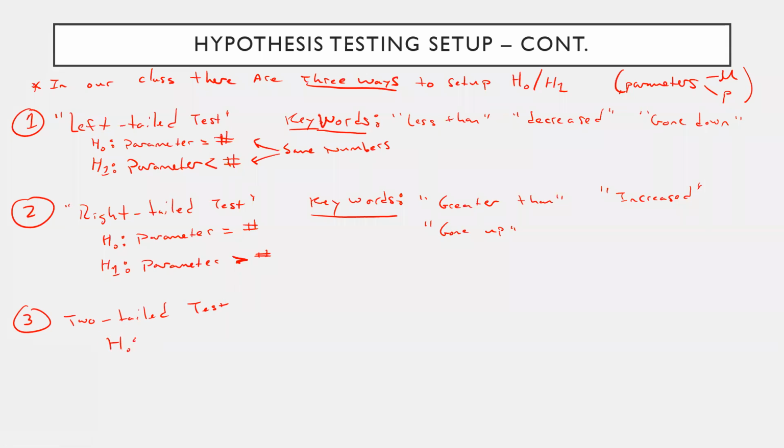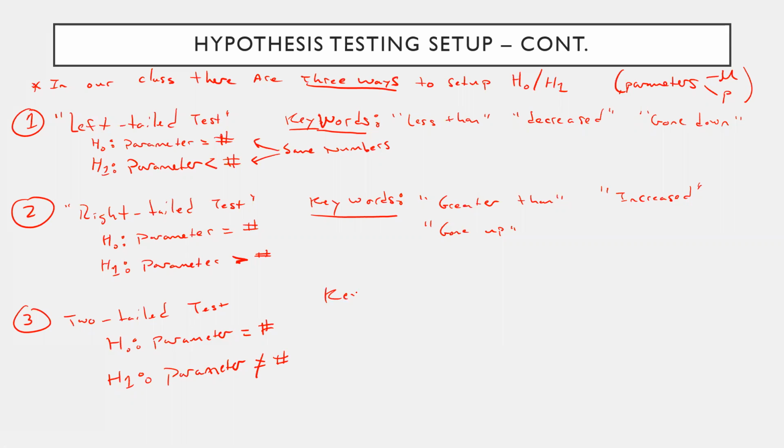And the null statement here is always going to be the parameter is equal to some number. And the alternative is like, wait a second, no way. The parameter is not equal to that number, okay?